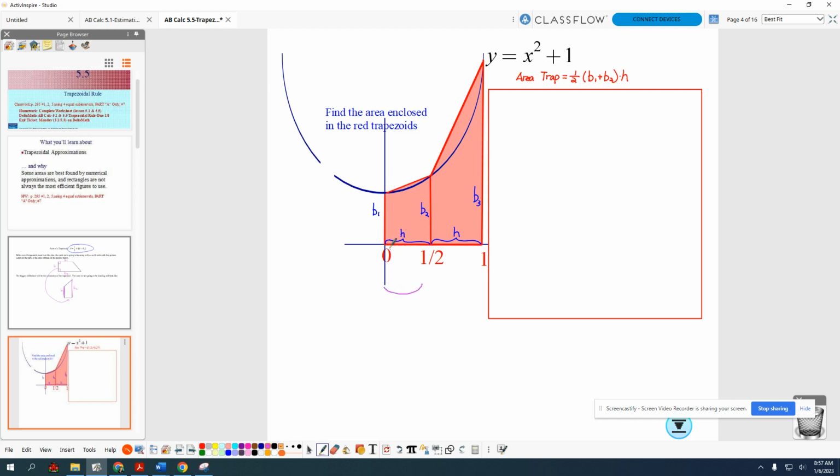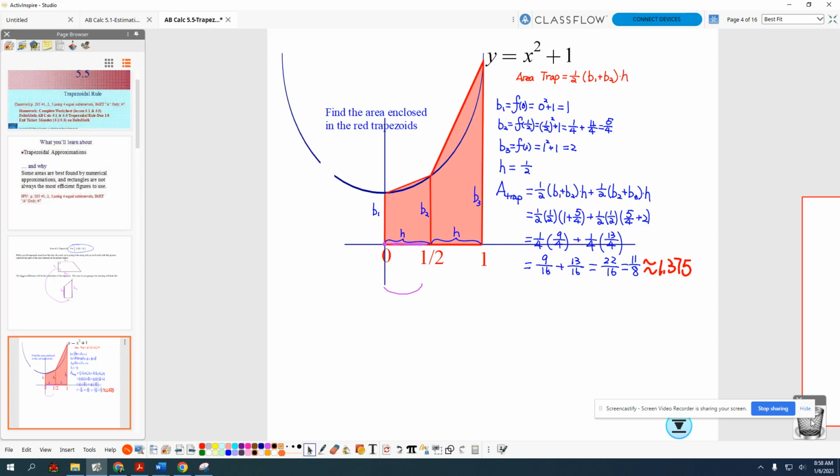So the area of this trapezoid, base 1 is f of 0, base 2 is f of 1/2, and the height, this thing laying on its butt, is 1/2. The area ends up being 1/2 base 1 plus base 2 times height, which is here. And this is the other one, 1/2 base 2 plus base 3 times the height. And then all added together, this comes out to be about 1.375.